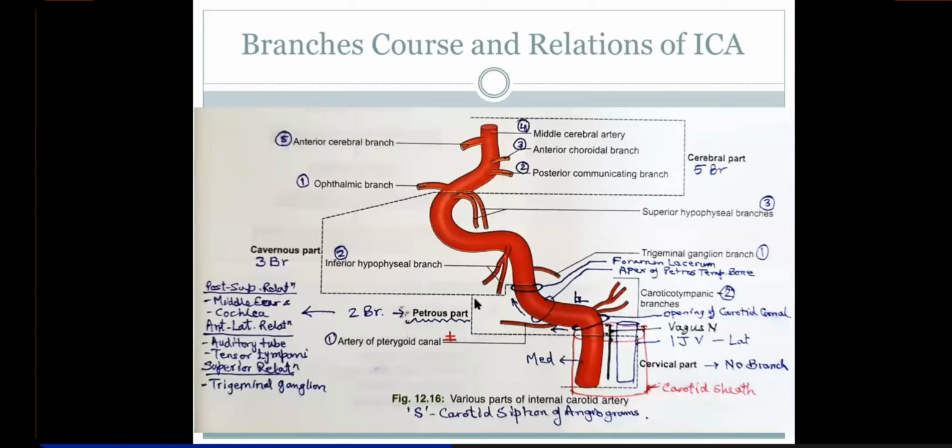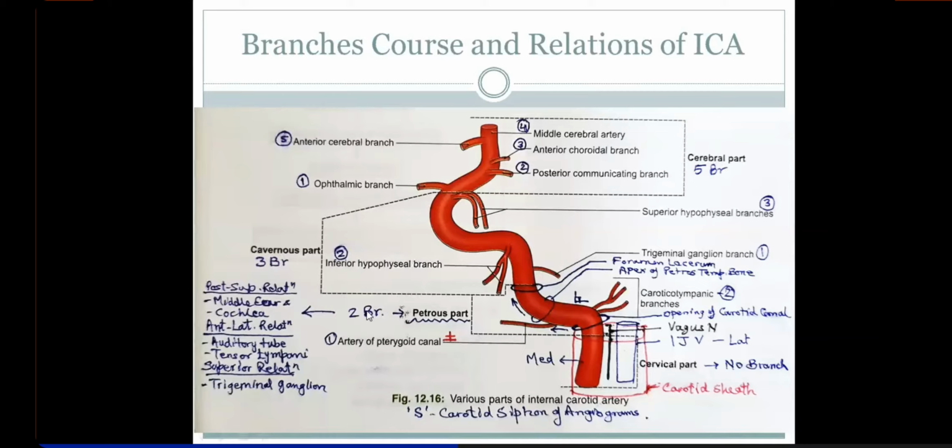Okay. Now after emerging out through the apex of petrous temporal bone, it passes through foramen lacerum, it ascends upwards and medially and reaches into the middle cranial fossa to come to lie in anterior medial relation of the cavernous sinus, where it has an S-shaped sigmoid course called carotid siphon. In this carotid siphon, the abducent nerve lies infralaterally to this artery. And within the cavernous portion, it gives 3 branches.